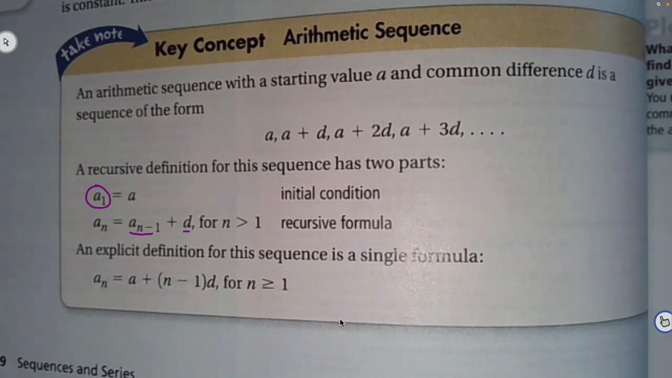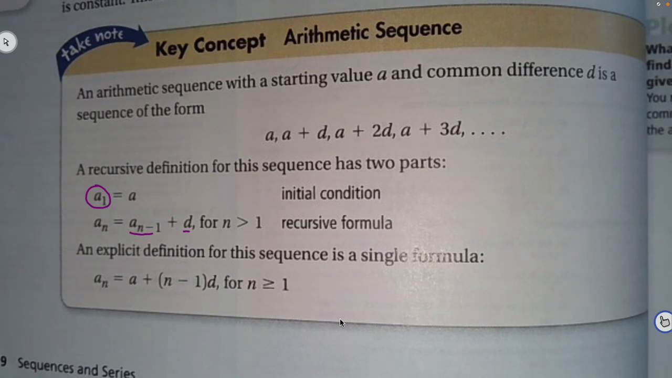Because in an arithmetic sequence, you're adding a number every time. So that's what you're adding right here, the common difference. You could be adding a positive, or it could be a negative, which ends up being a minus sign. And this will make sense in a second when we actually get to some problems. I know this looks a lot like a foreign language.